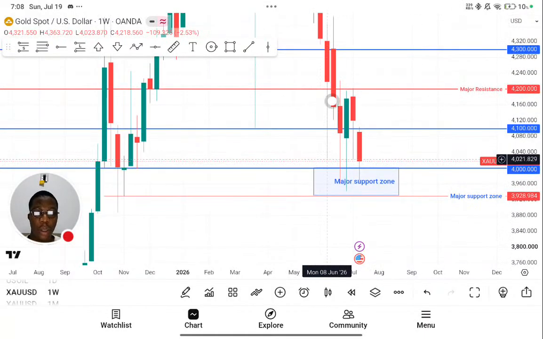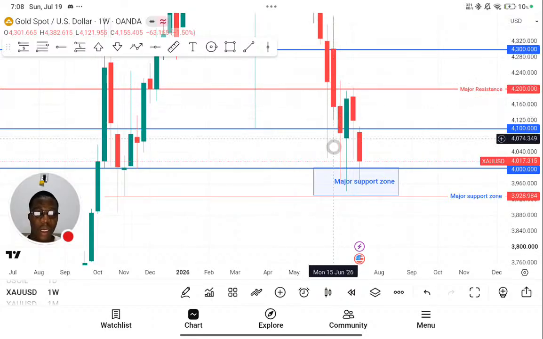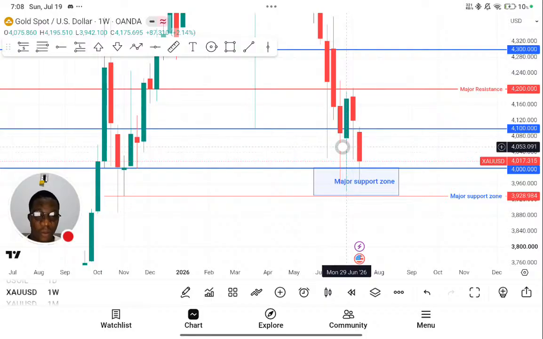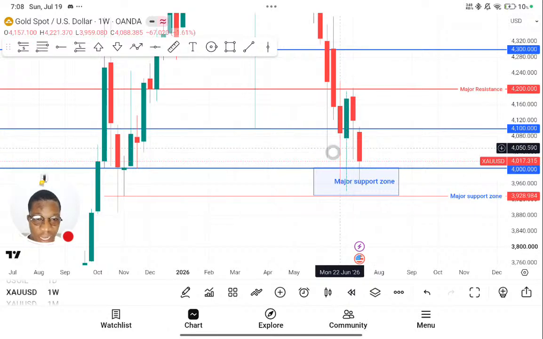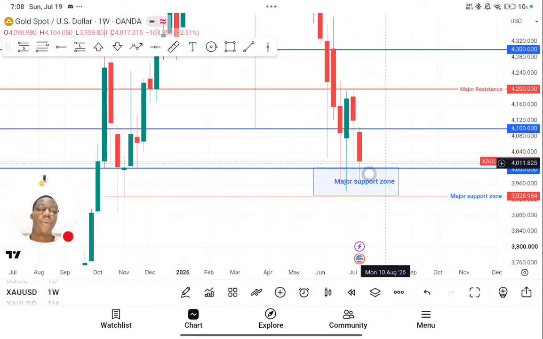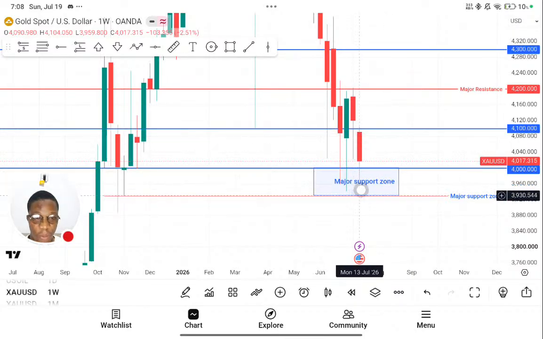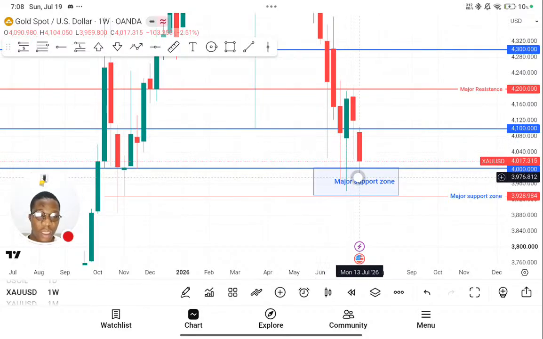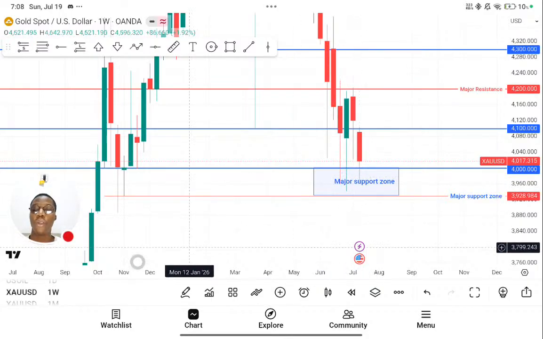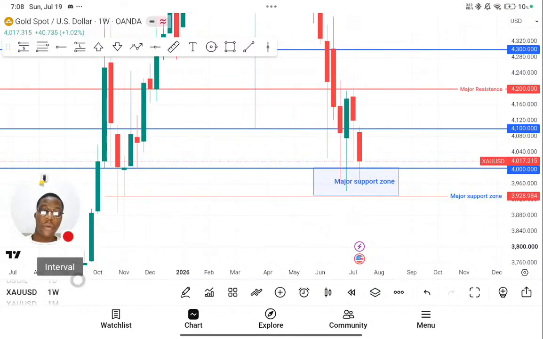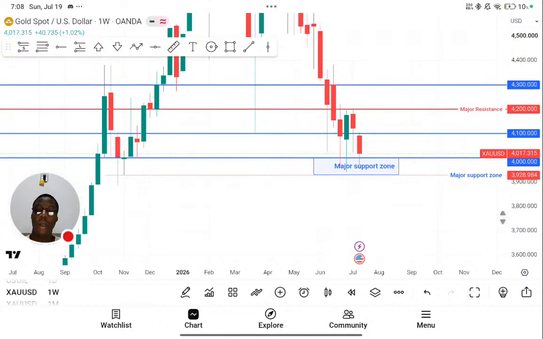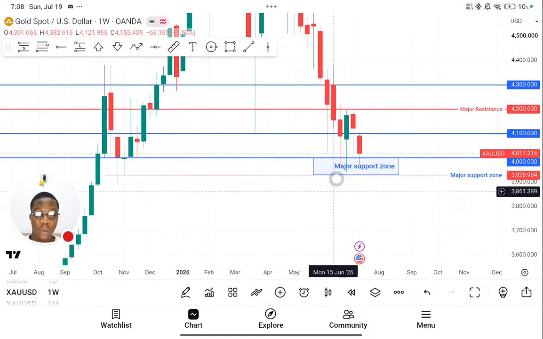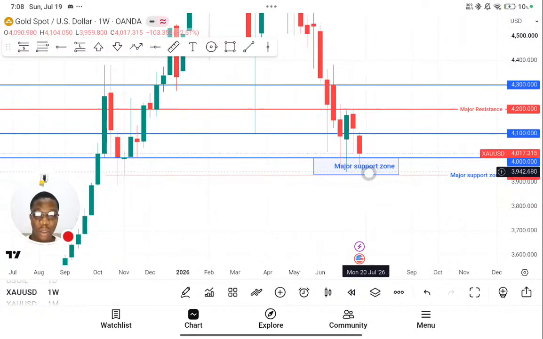For like 1, 2, 3 weeks. Okay, let's even start here. For 1 week, 2 weeks, 3 weeks, there hasn't been any body closure in this zone. But then last week we had a major drop, to the extent we are seeing this body closure around this level. This level, there hasn't been any body closure, and this is even when we look at it from weekly. That's to tell you how very strong this support zone is.